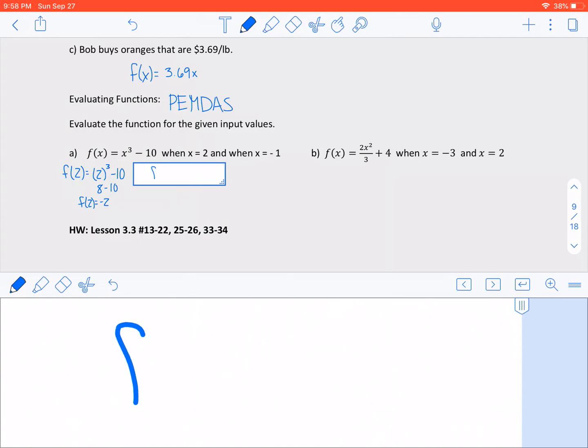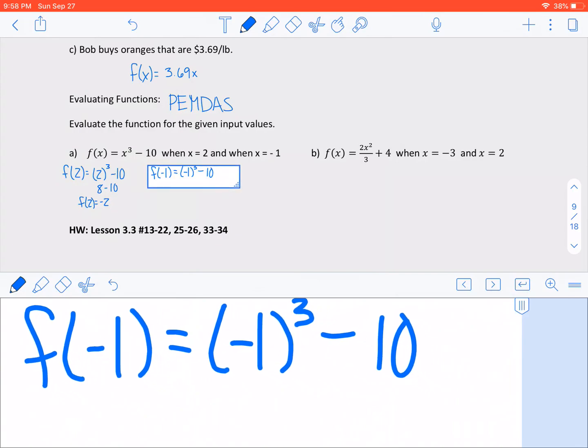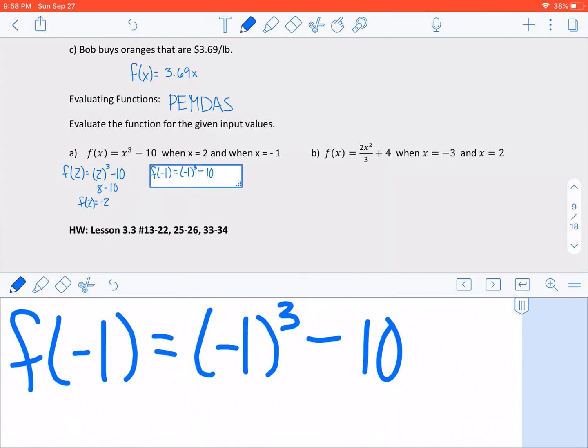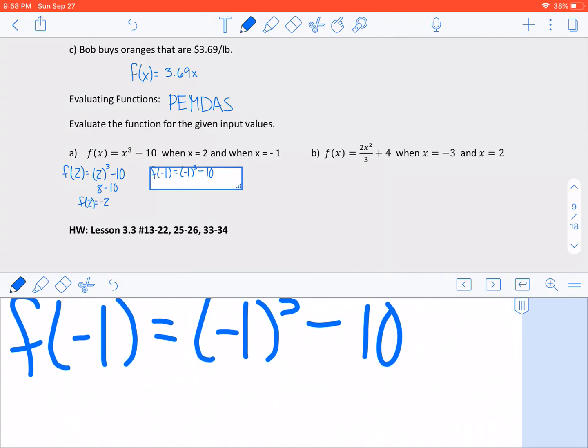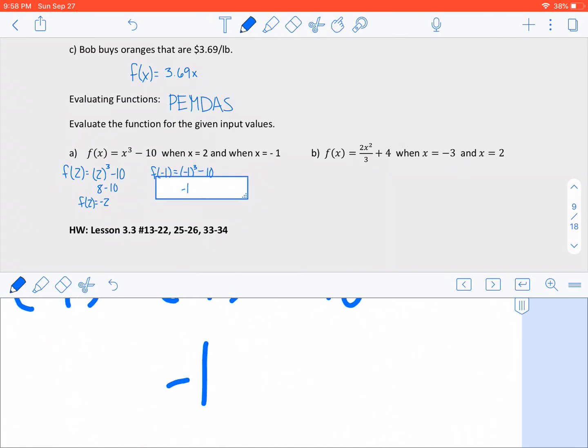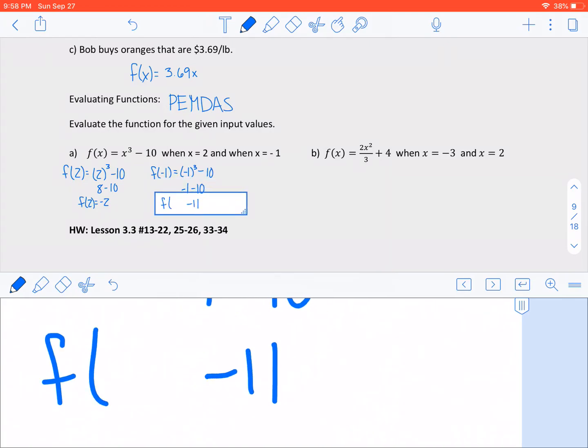Now we do the function evaluated at negative 1. Well, that's negative 1 to the third minus 10. So this one's a little trickier. Negative 1 times negative 1 times negative 1. Well, negative 1 times negative 1 is a positive 1. Positive 1 times negative 1 is negative 1, minus 10, which is negative 11. So f of negative 1 equals negative 11.